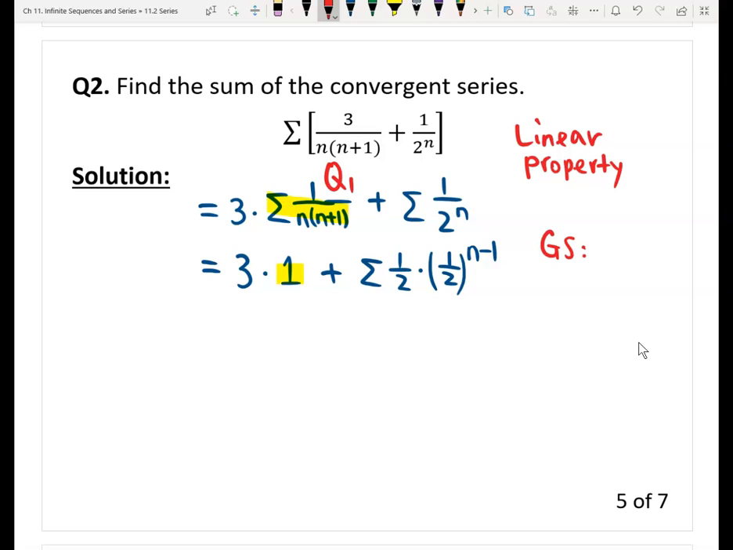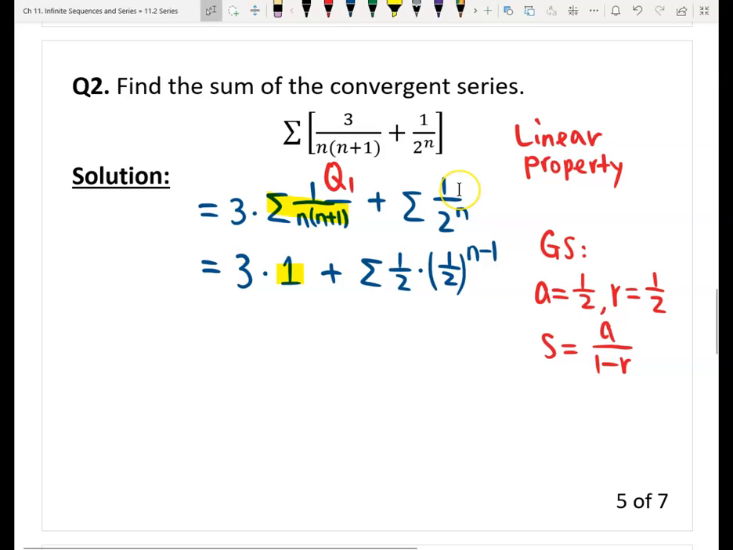We say what is a? A, the first term, is here, right? A is the coefficient. What's r? r is the base, which is 1/2. See, and now we use the formula. We can find that the sum formula is S equals a over 1 minus r. Do you remember this formula? All we need to do is this calculation now.